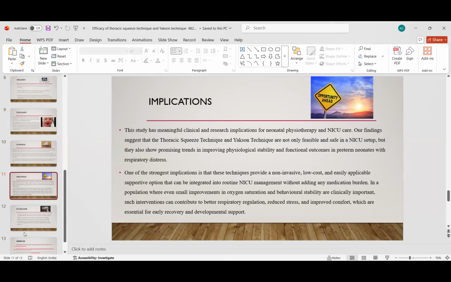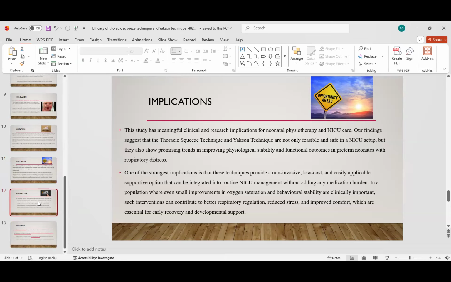The strongest implication is that these techniques provide a non-invasive, low-cost, and early applicable supportive option that can be included in routine NICU management without adding any medication burden. It also helps in showing improvements in oxygen saturation, behavioral stability, etc., which is clinically important to analyze the progression of the condition the neonates are suffering from.